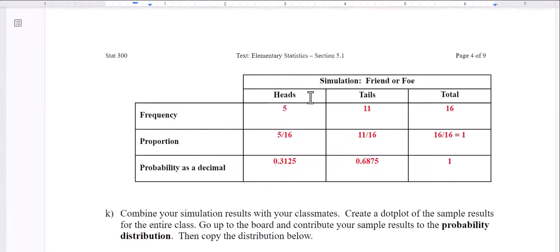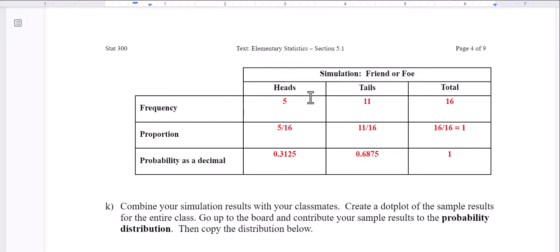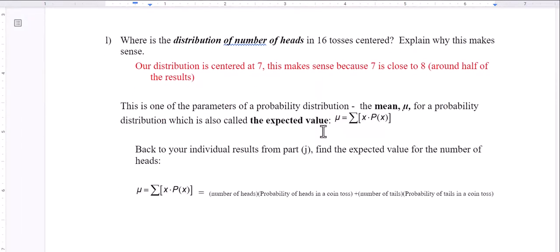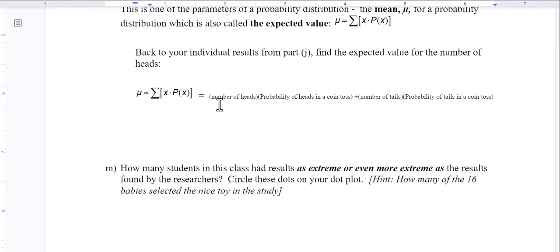So where's part J? Oh, I passed them here, where you did your individual results. We want to find the expected value for the number of heads. So mu is going to be the number of heads times the probability of heads in a coin toss, which is 50%, right? Heads or tails, plus the number of tails times the probability of tails in a coin toss, because you're either going to get heads or you're going to get tails. So let's write what this is.